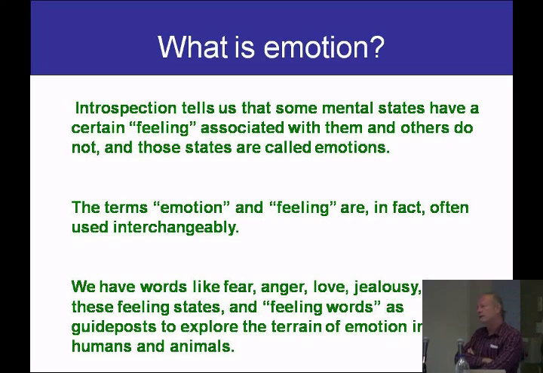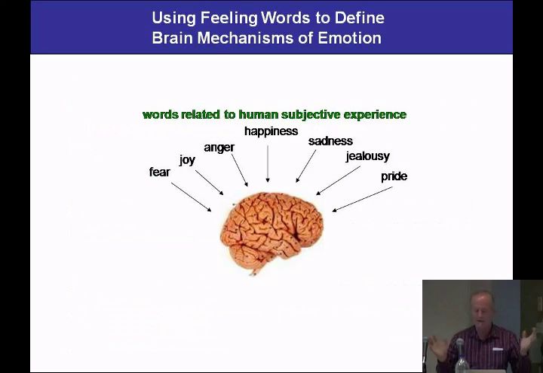So we have words like fear, anger, love, jealousy for these feeling states. And then we use these feeling words, especially English words, as a guidepost to go looking for brain systems that make the feelings described by those words. So we're starting with a lot of high-level stuff, like words that have a lot of baggage associated with them that we collapse into a single meaning and think that that's going to tell us something about the brain, which I've done for years, but I think it's a bad idea. So here are some of the words that come out of subjective experience.